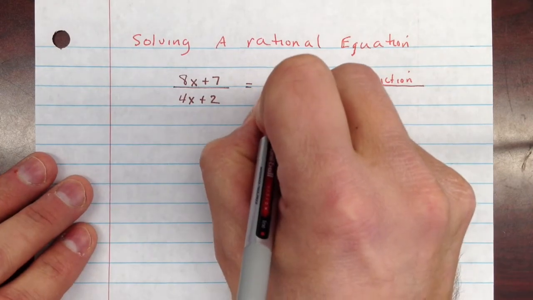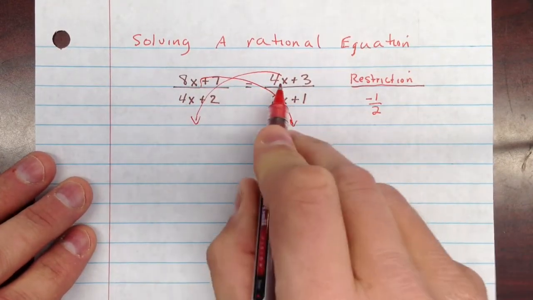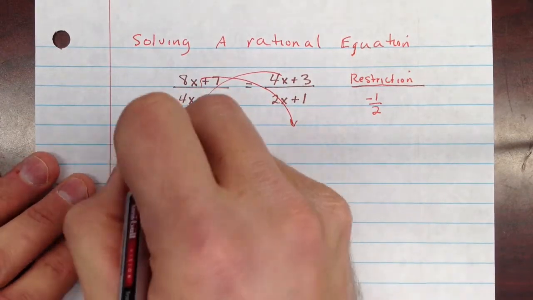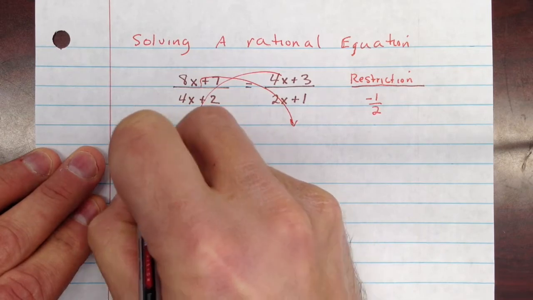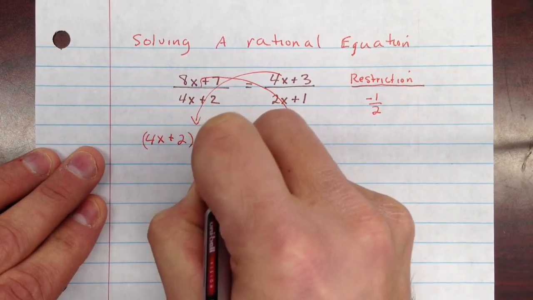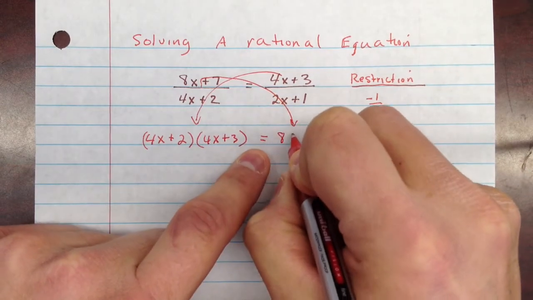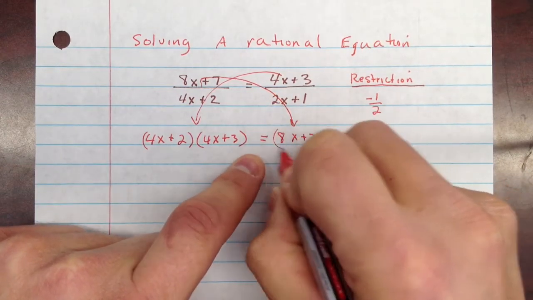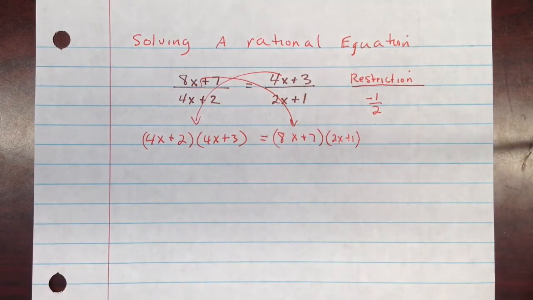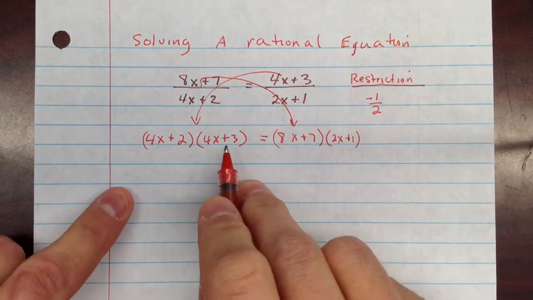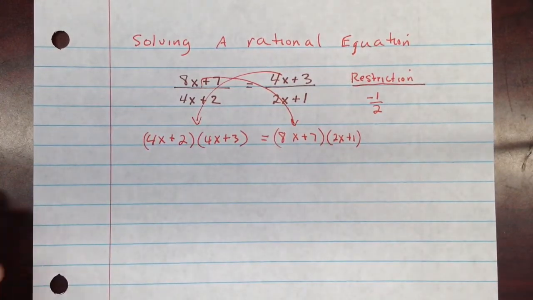To do that, I'm going to cross multiply like this and like this. What this is going to do is multiply these two and then those two. So I'm going to write that all out. So the first one I'll put (4x + 2)(4x + 3). Over here, (8x + 7)(2x + 1). Remember, the order does not matter as far as putting these two. You can switch these two or switch these two. It doesn't make a difference.